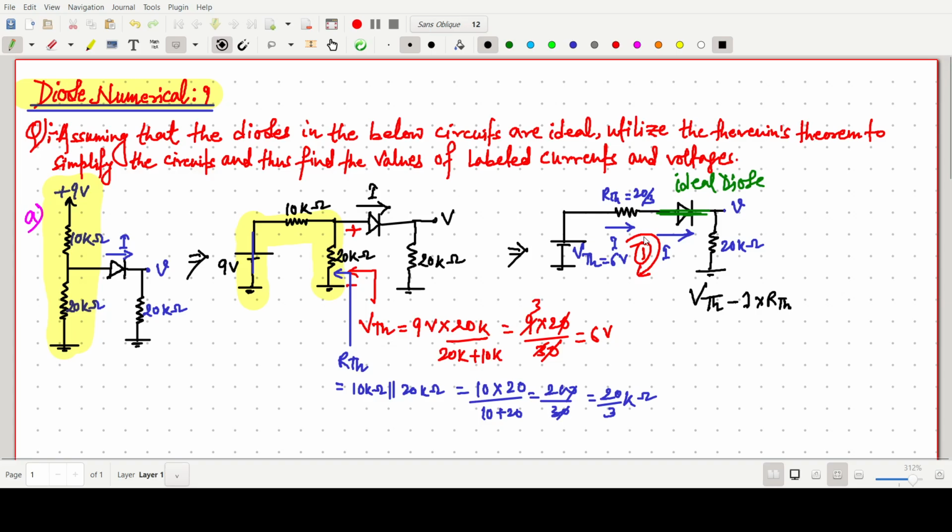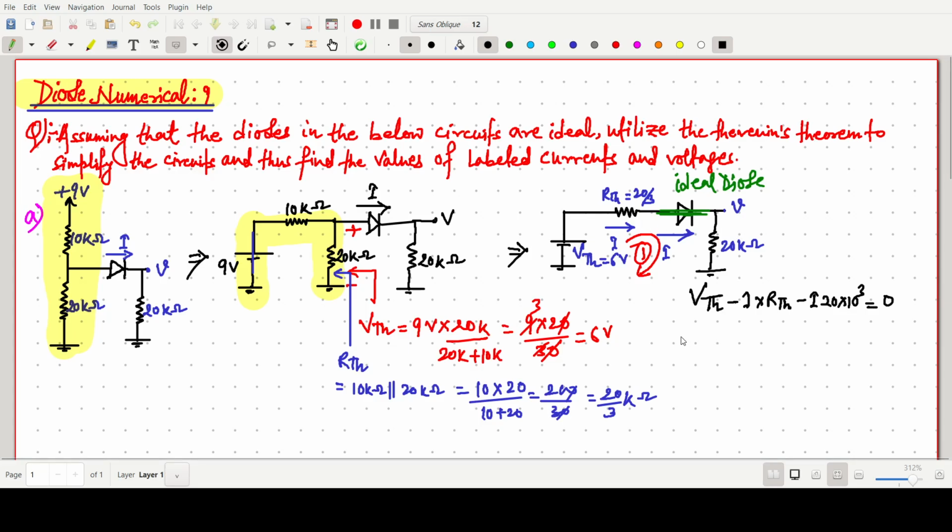We can use any convention. Okay, I am writing minus I RTh. This will be 0 because this one is sorted, so no need to worry. And then minus 20 into 10 to the power 3, equals to 0. This current I into 20.